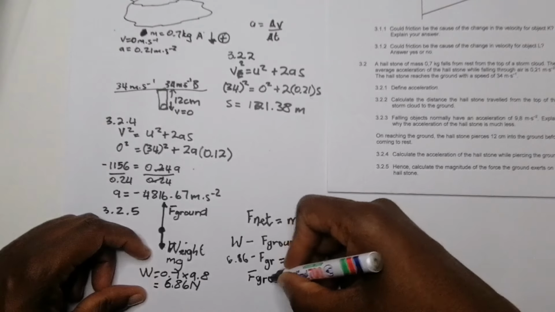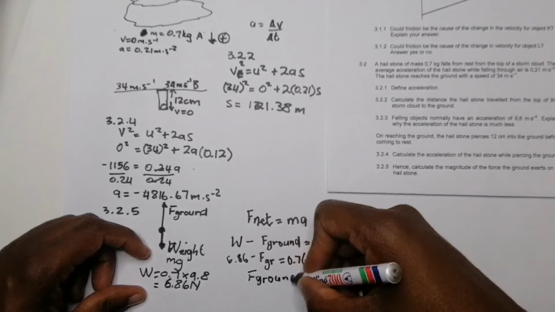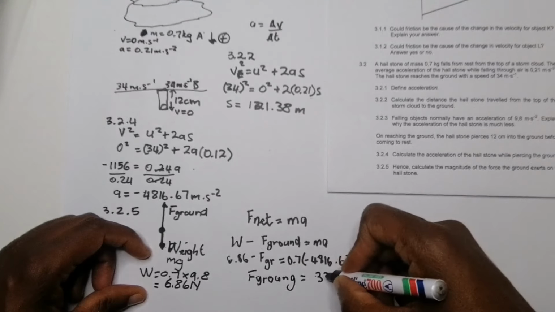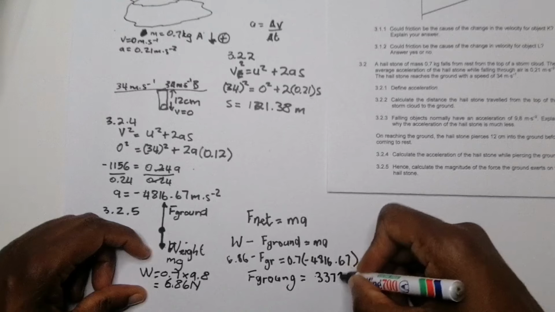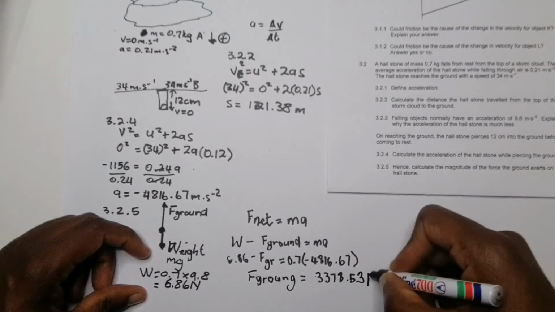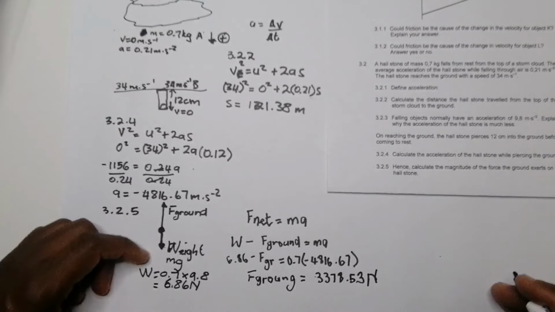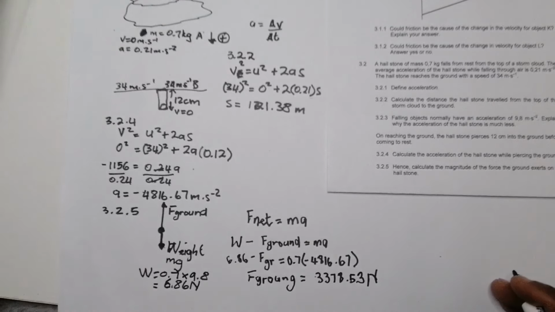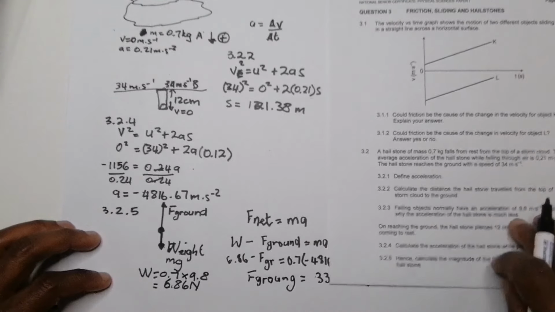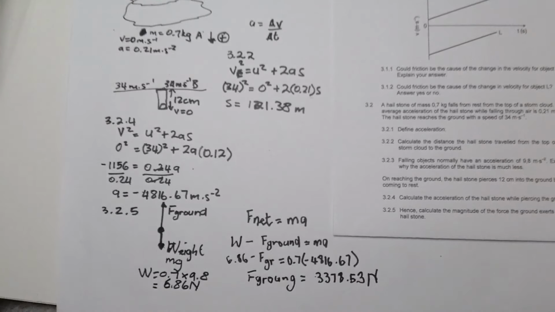I get a final answer. So the force that is exerted by the ground, you can just verify it for me, I get a value of 3378.53, and that's in newtons. I hope that makes sense. And that is it. When it comes to this question, we have killed it, and there it is right there. Hopefully that made sense to you and you are able to follow on.